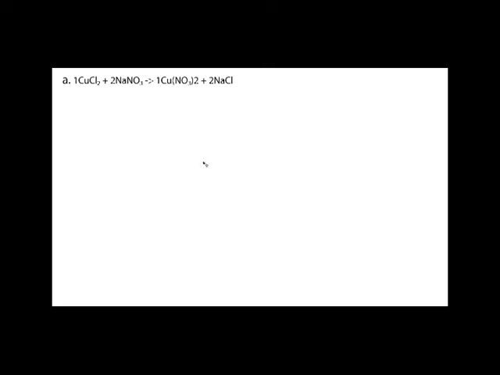Today we will be going over question 1 of the limiting reagent and percent yield practice worksheet. To begin, the first part, A, asks us to balance and predict the product of copper 2 chloride and sodium nitrate. The products are determined through a double replacement reaction, and the subsequent balancing is done so that there's an equal amount of elements on both sides.